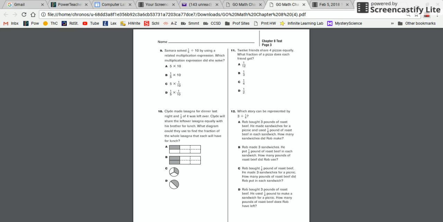Number 10. Clyde made lasagna for dinner last night, and 1/3 of it was left over. Clyde will share the leftover lasagna equally with his brother for lunch. What diagram could they use to find the fraction of the whole lasagna that each will have for lunch?